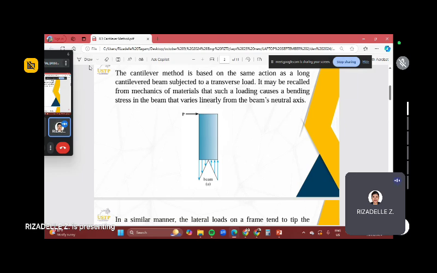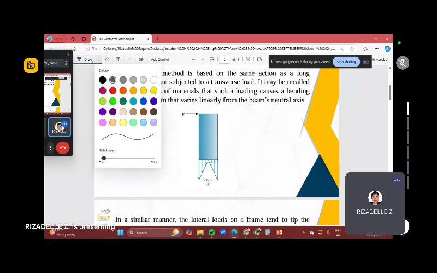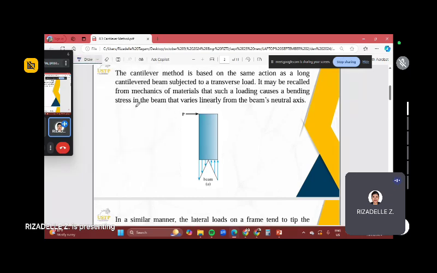So, nakakibalik. It may be recalled from mechanics of materials or mechanics of deformable bodies that such a loading causes a bending stress in the beam that varies linearly from the beam's neutral axis. So, ingani examples naka-vertical lang ni sa class pero kung ato ni siyang i-incline our beam, ang kamaw siya.